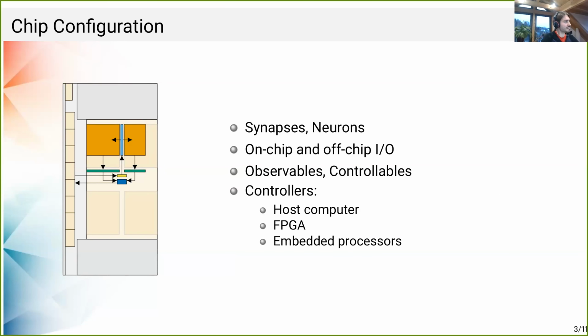So what's configurable on the system? Obviously, we have to configure synapses, weights, and things like this, neuron parameters. We have on-chip and off-chip input and output. We have, as I mentioned before, observables and controllables. And there may be multiple controllers. And by controller, I mean basically actively configuring components in the system. So the host computer might perform read operations, write operations during experiment runtime. The FPGA might do the same thing. And the embedded processors that we have on the chip might also perform active things.